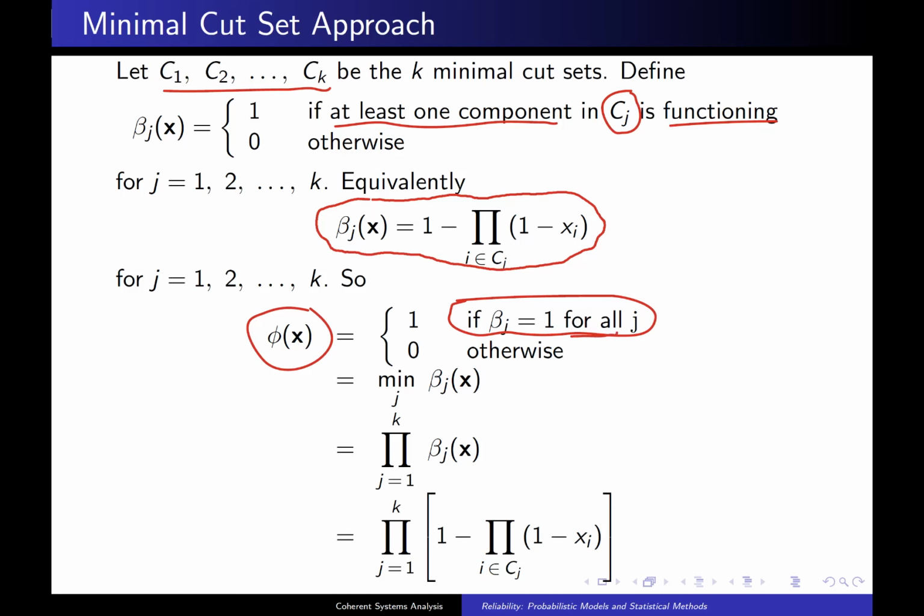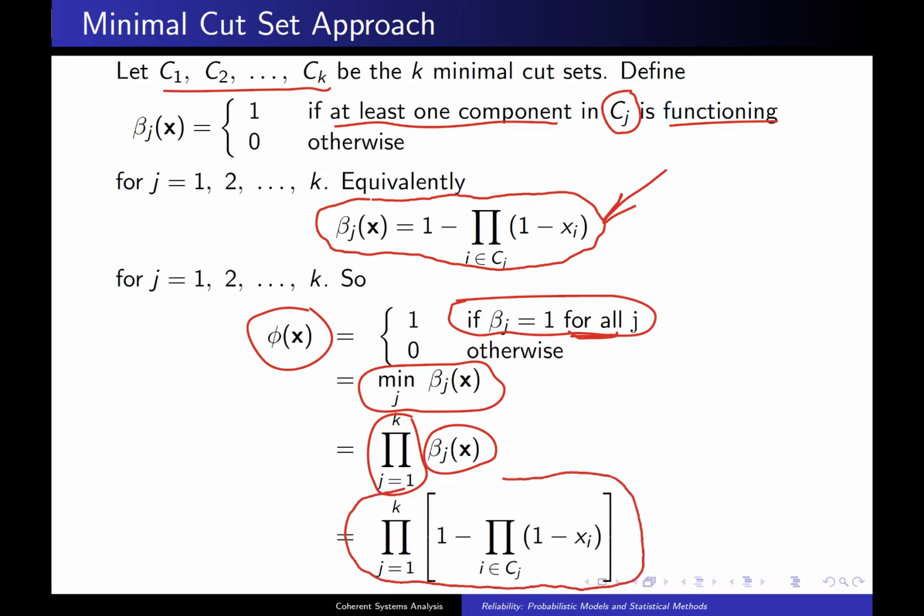Since you have this for all j, that's the same as a series system, and you get this minimal quantity right there. And you know beta sub j of x is being written as a parallel arrangement here. So we take the minimum, write it as a product, we replace beta sub j with what we have up above, and you wind up this way for writing any system as a series arrangement of parallel subsystems.